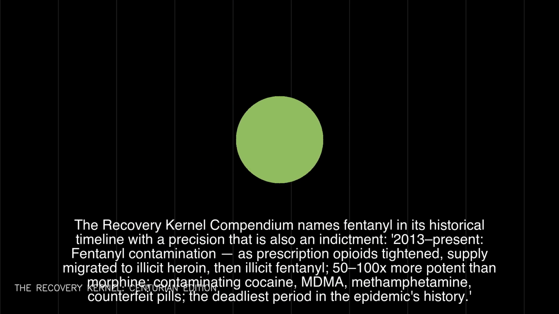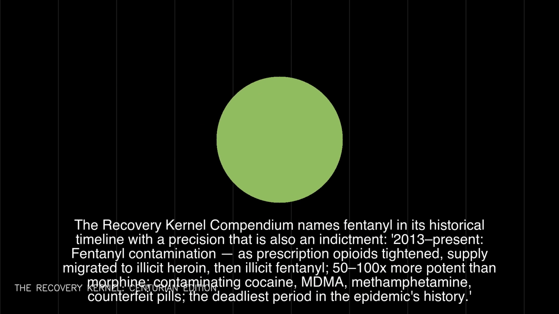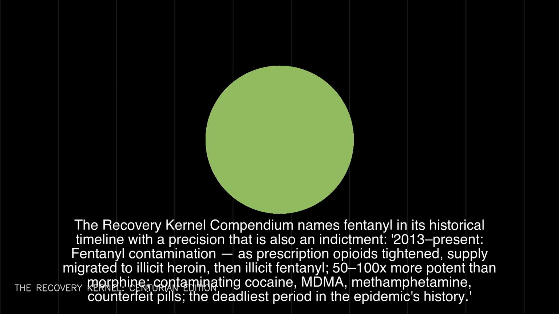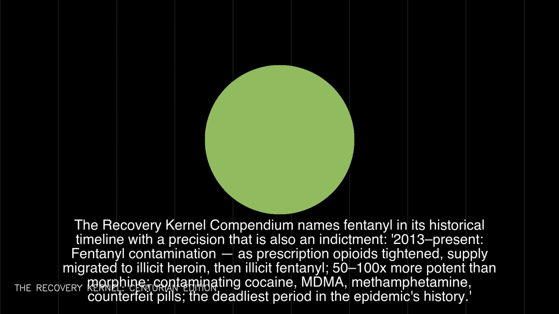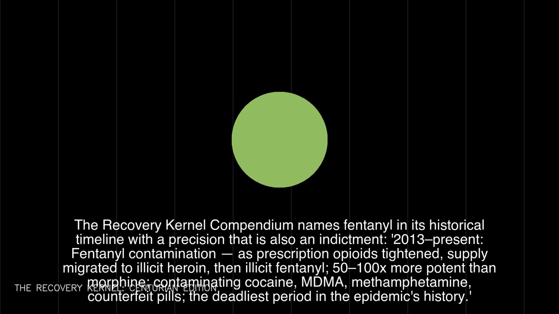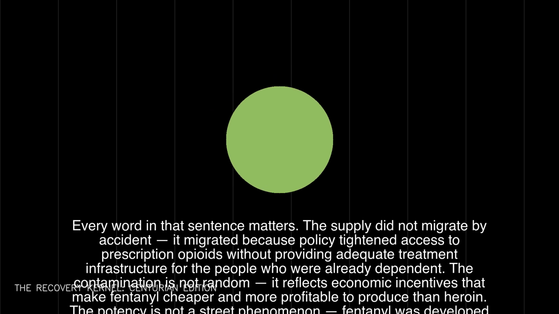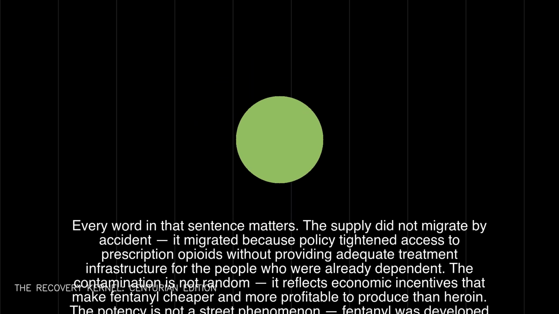The Recovery Kernel Compendium names fentanyl in its historical timeline with a precision that is also an indictment. 2013 to present: fentanyl contamination. As prescription opioids tightened, supply migrated to illicit heroin, then illicit fentanyl, 50 to 100 times more potent than morphine, contaminating cocaine, MDMA, methamphetamine, counterfeit pills. The deadliest period in the epidemic's history. Every word in that sentence matters.